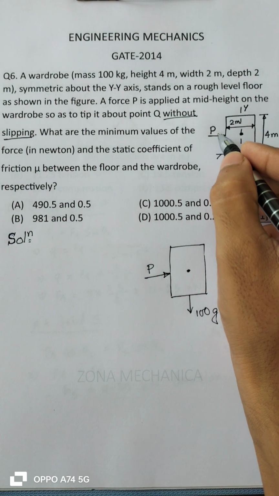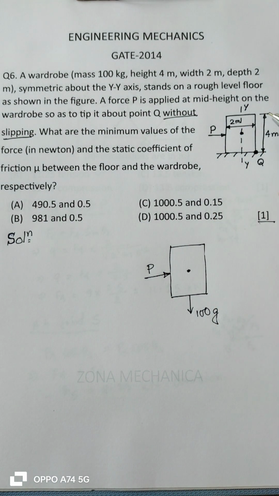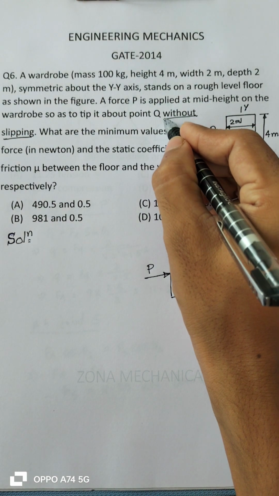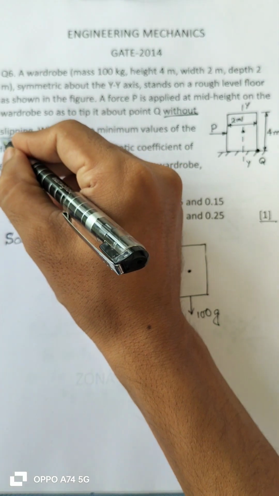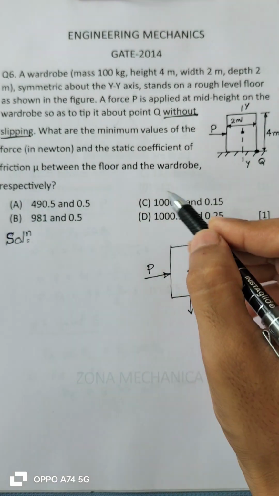A force P is applied at the mid height, that is through the CG, so as to tip the wardrobe about the point Q without slipping. So this is the constraint without slipping. The question is, what are the minimum values of the force P in Newton and the static coefficient of friction mu between the floor and the wardrobe respectively? So there are four options.